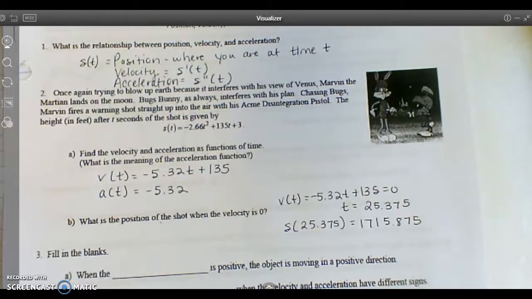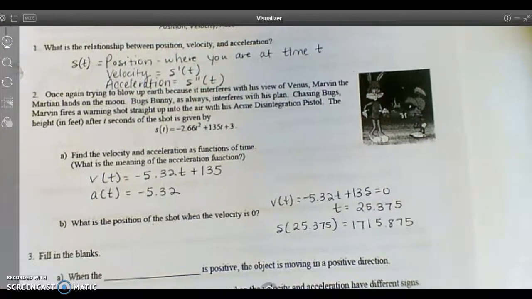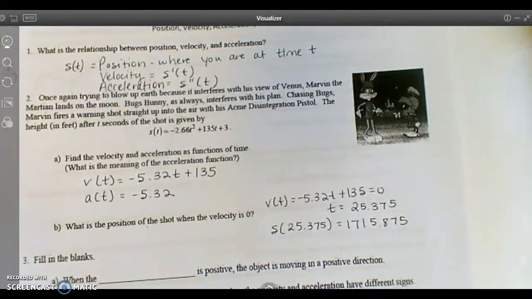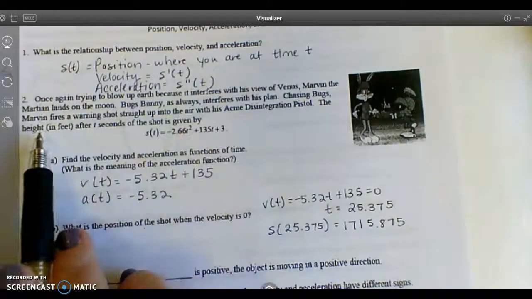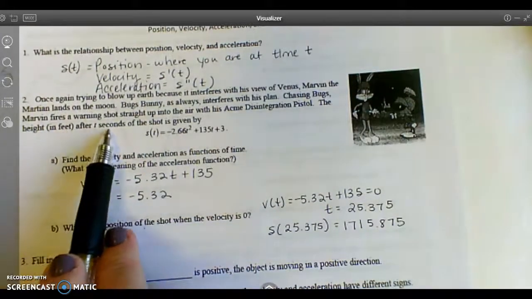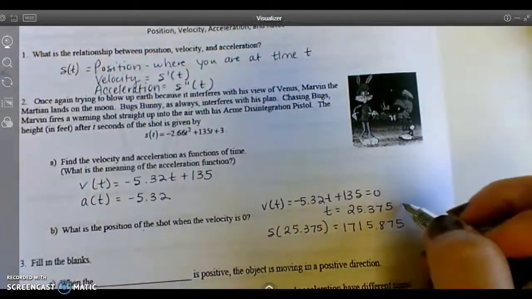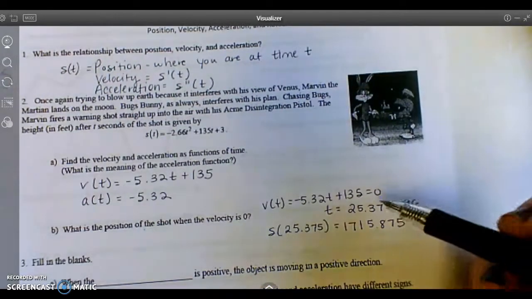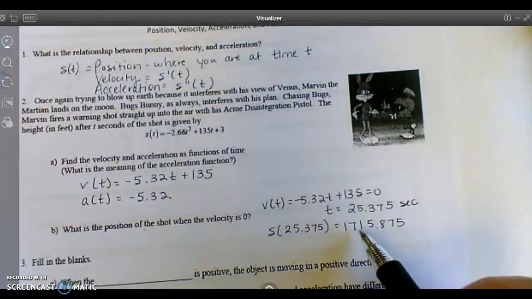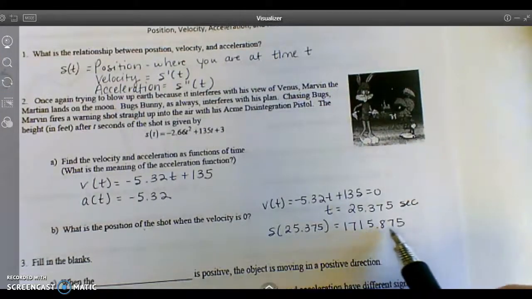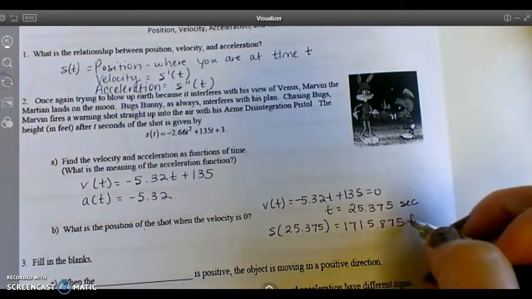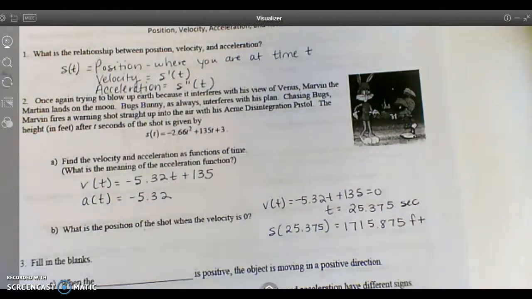Now, because this is velocity and acceleration, a lot of times there's units. So let's go back and look at the units here. It tells me that the height is in feet and t was in seconds. So it was at 25 seconds whenever the velocity was 0. And this means this is the height at that time. So this is 1715.875 feet.